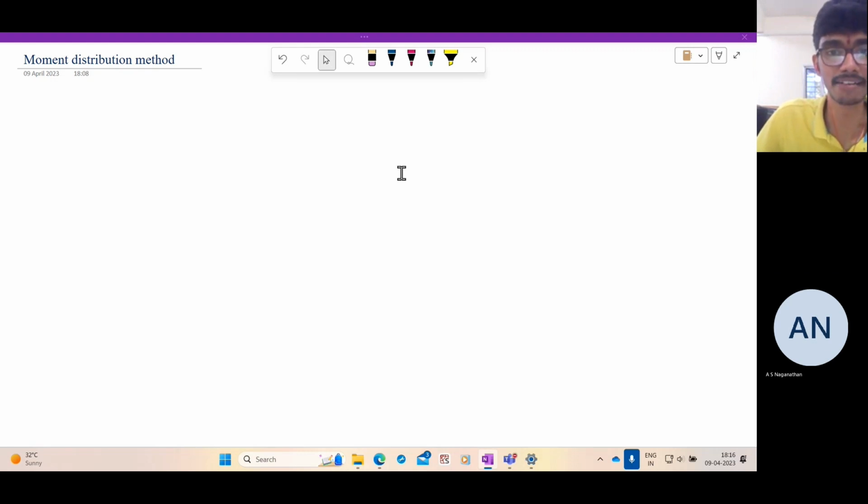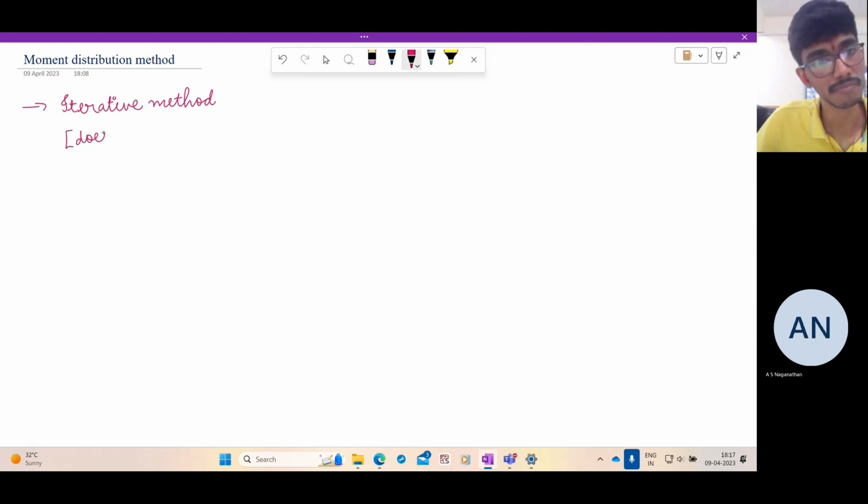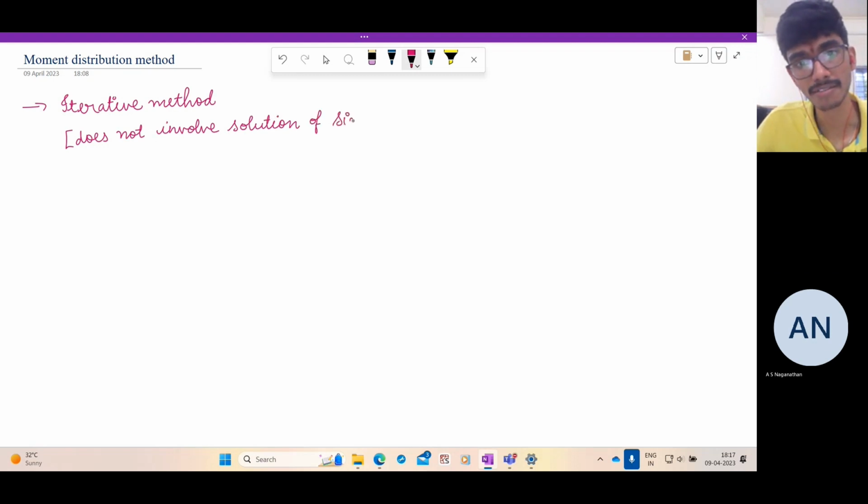So this is basically an iterative method. It's an iterative method. And it does not involve solution of simultaneous linear equations.